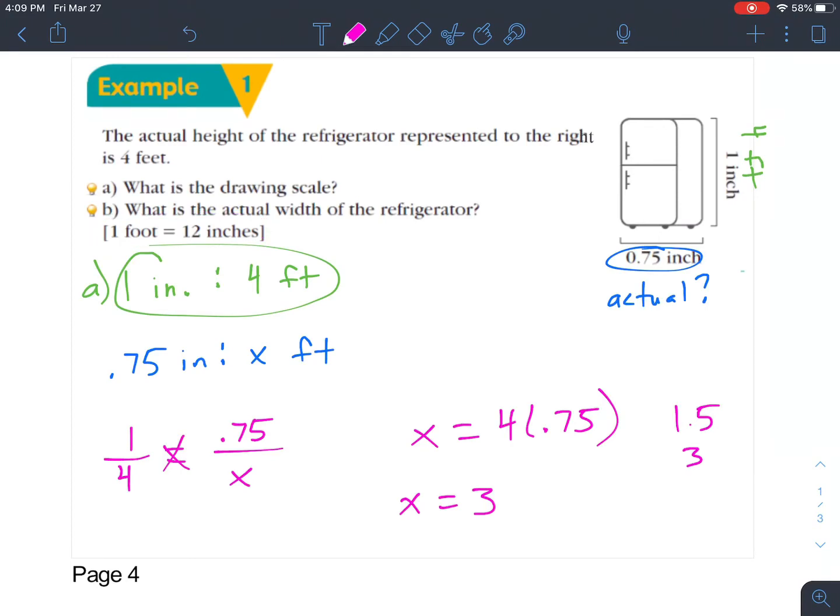12 times 3, we're not going to have a refrigerator that is 36 feet wide. Also, we don't want to divide this by 3 because then you would say that it is 0.25 feet, and that's way too small either. The correct answer is that the width is 3 feet.